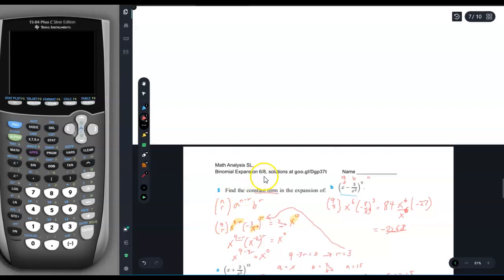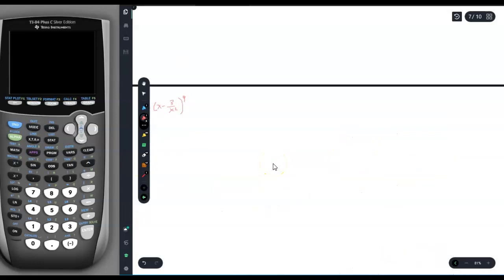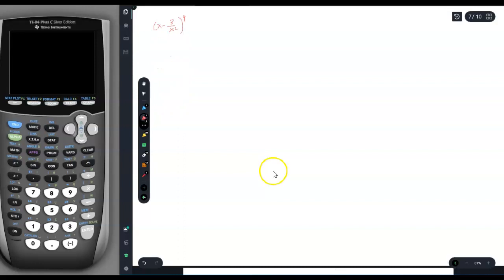Okay, this is page 6, non-algebra method version. The thing about the non-algebra method is you should have plenty of paper, so use like a whole piece of paper for each problem. All right, so we're going to do this one here. I copied this problem, (x minus 3 over x squared) to the 9th, and we're looking for the constant term. Okay, and we are going to write a whole lot, but just enough to be smart.